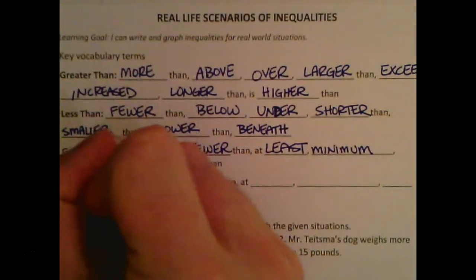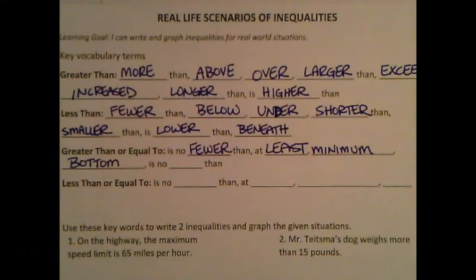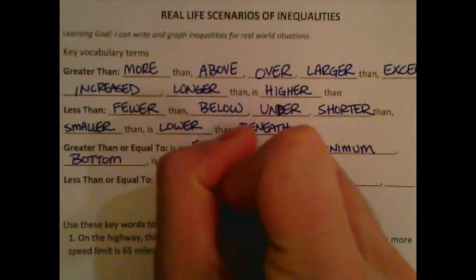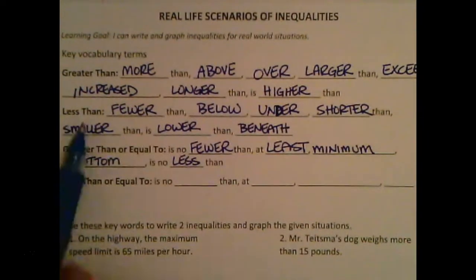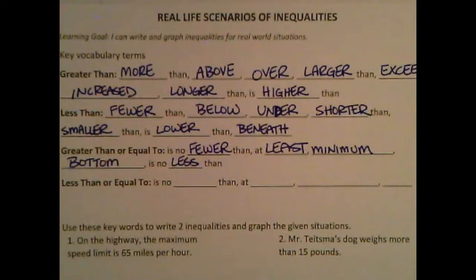Okay, bottom is another one. Because think about it. When you're at the bottom, the only place you have to go is up, so something that's bigger. Okay, and is no less than. And again, we have less than being used here, but the key is no, which means if it's not less than, it has to be greater than. Okay, or it could be the same amount.